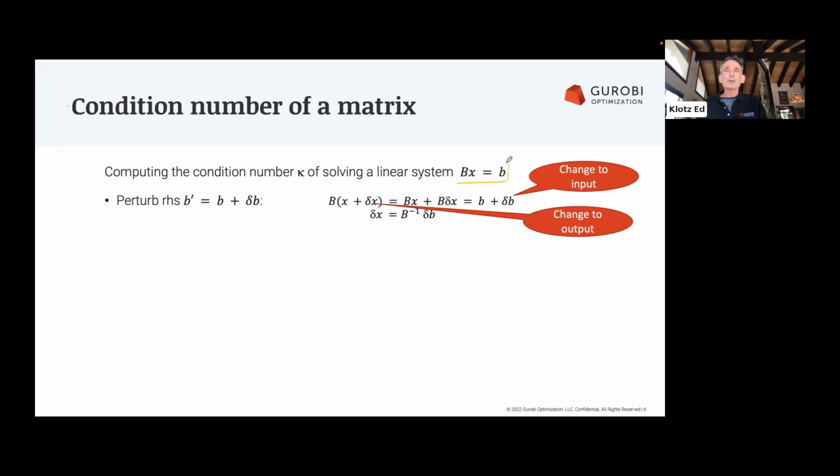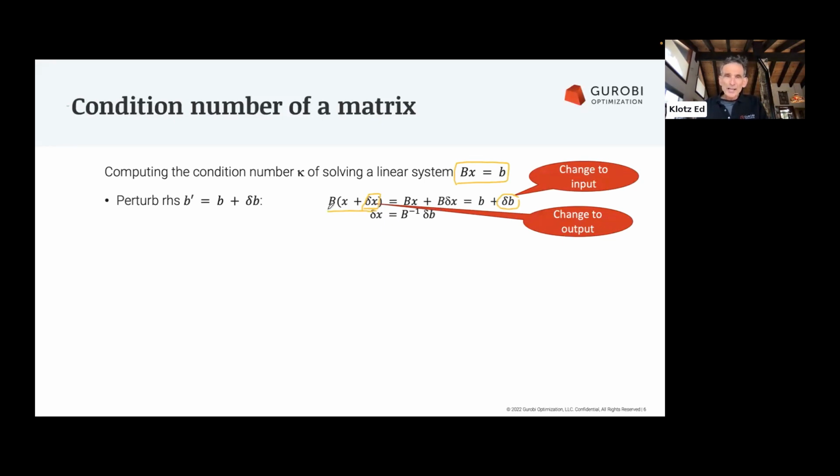Let's first talk about the condition number of a square matrix. So we want some measure of the conditioning of a square linear system, here Bx equals little b. And this type of system of equations shows up quite a bit in the simplex method, which Gurobi relies upon so heavily. And so the way we're going to do this is we want to measure, for a given change in the input, in this case to the right-hand side, delta b, what is the resulting change, delta x, to the computed solution of this linear system of equations?